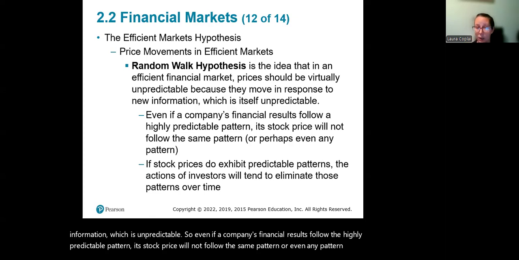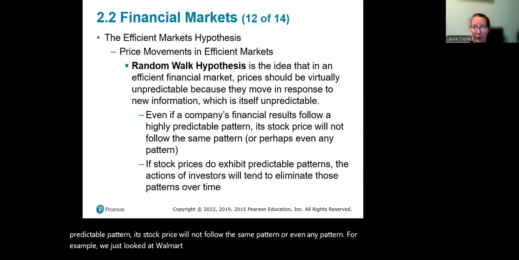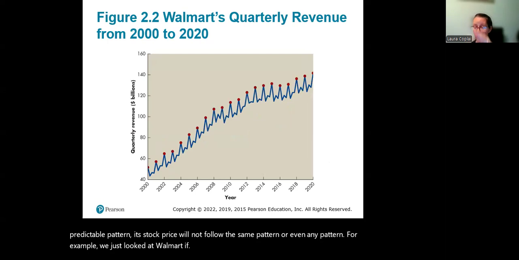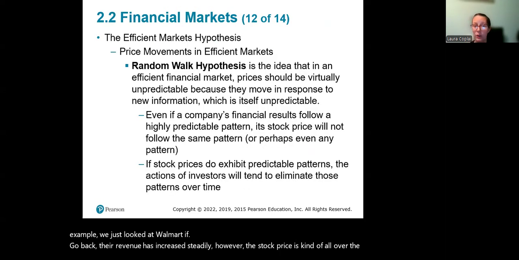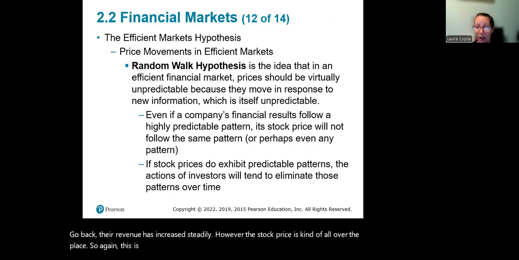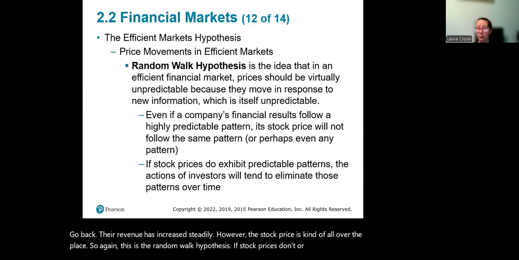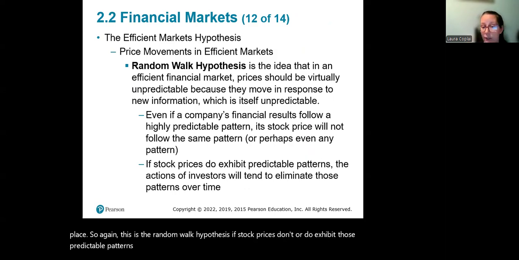For example, we just looked at Walmart. If we go back, their revenue has increased steadily. However, the stock price is kind of all over the place. So again, this is the random walk hypothesis. If stock prices do exhibit predictable patterns, usually the actions of investors will tend to eliminate those patterns over time.